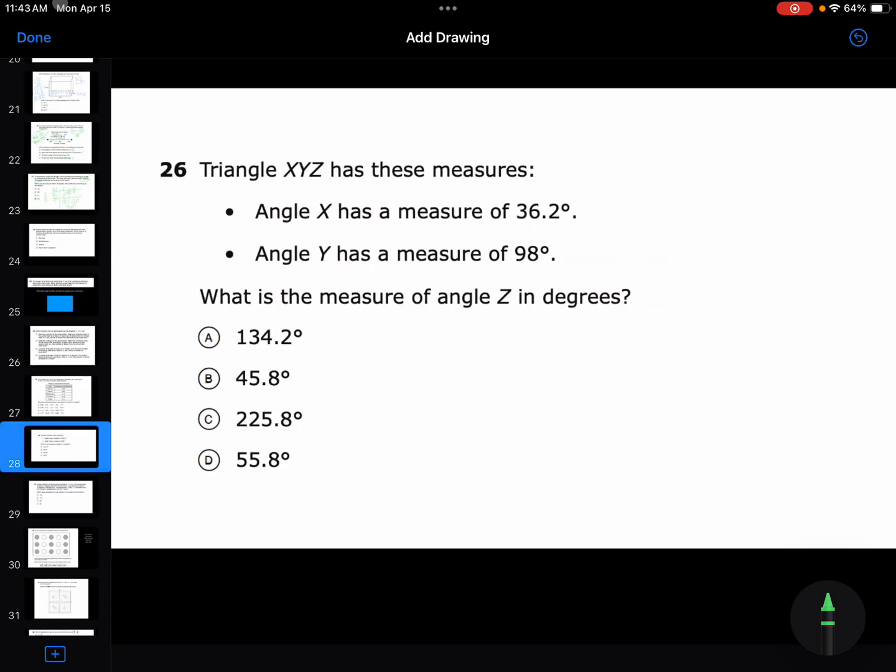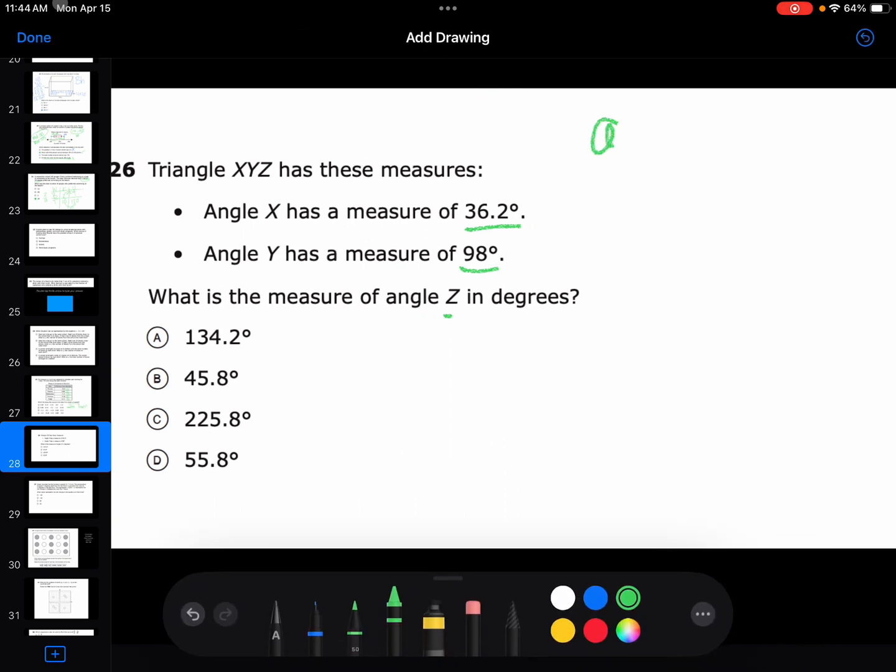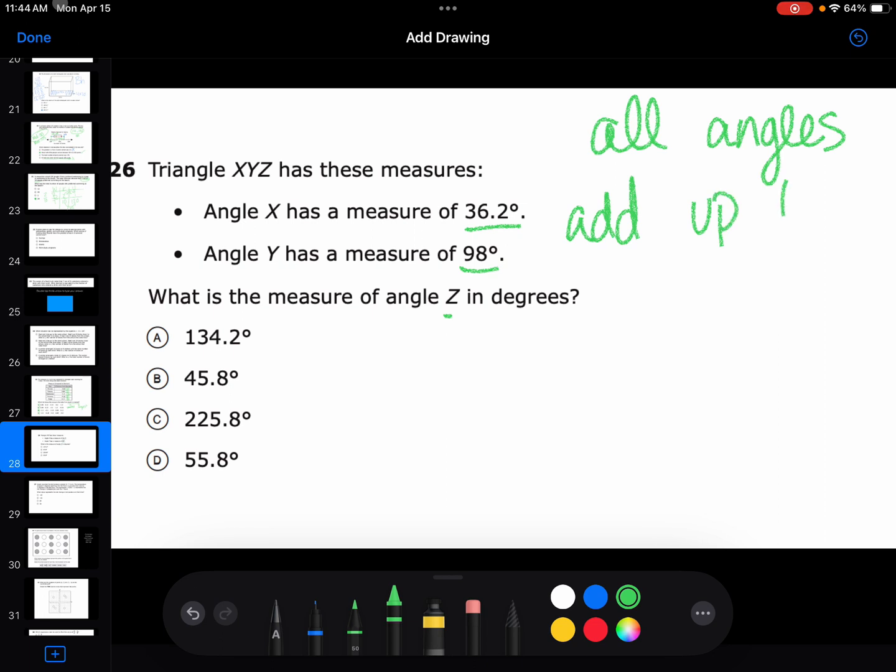All right, let's look at number 26. Triangle XYZ has 3 measures. Angle X has a measure of 36 2/10 degrees, and angle Y has a measure of 98 degrees. What's the measure of angle Z? Finding missing angles. I know that all angles have to add up to 180 degrees. So what I'm going to do is add up my two known angles, because I know angle X and angle Y.